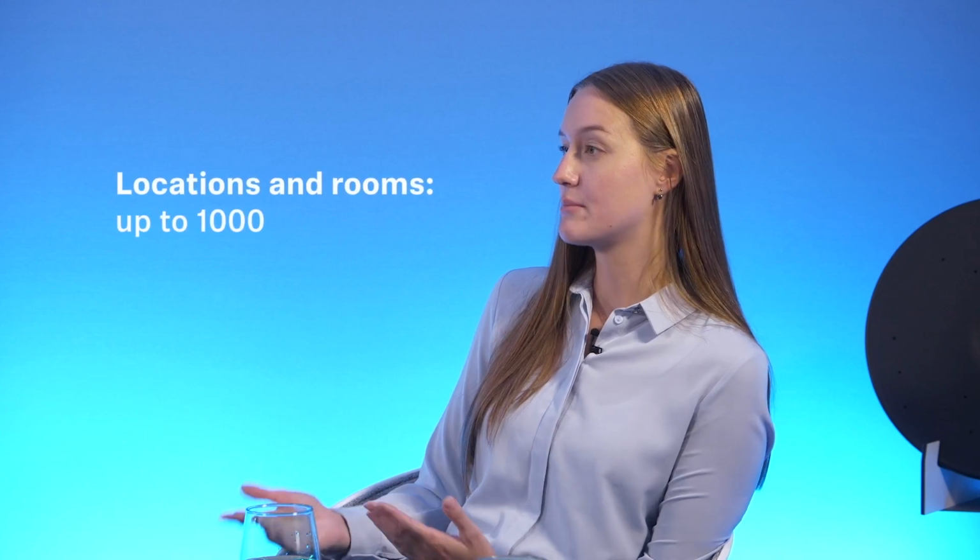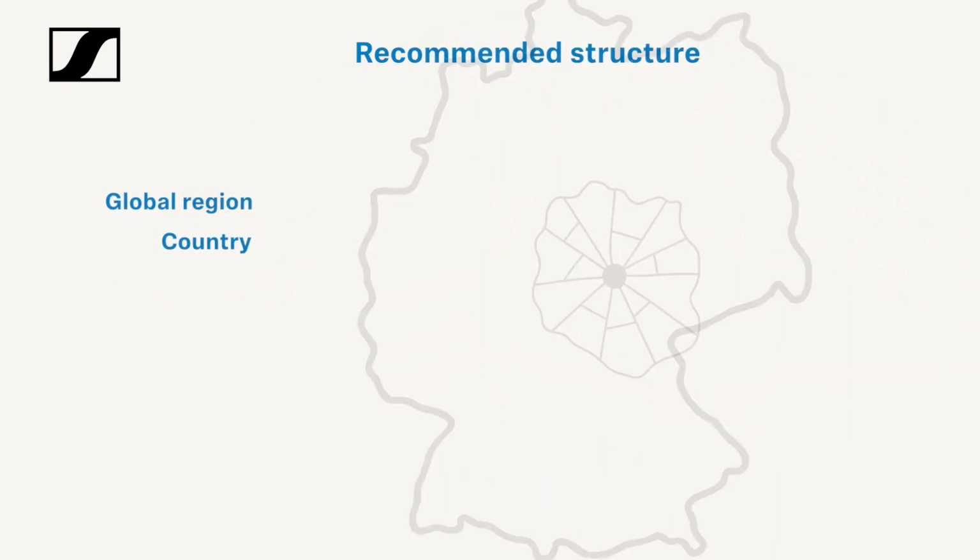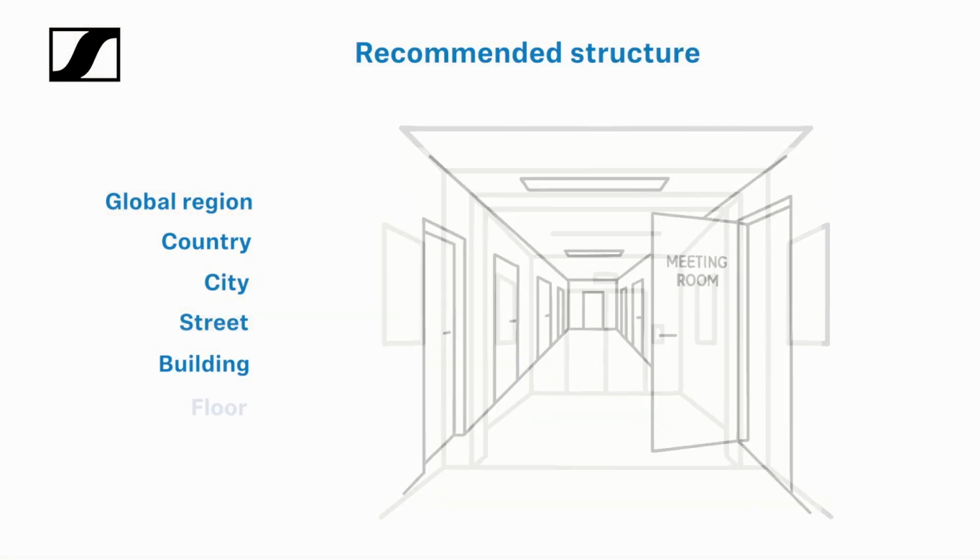Let's look at the structure inside DeviceHub. Absolutely. So looking at our example setup, we can see that below an organization, we have different regions, countries, offices, or rooms. How many can I create? So the total number of locations combined with rooms can be up to 1,000, but you can also create 6 hierarchy levels of locations, excluding the rooms, to match the complexity of your organization. Similar to our example, a typical structure could be the global region, the country, city, street, building, and floor.